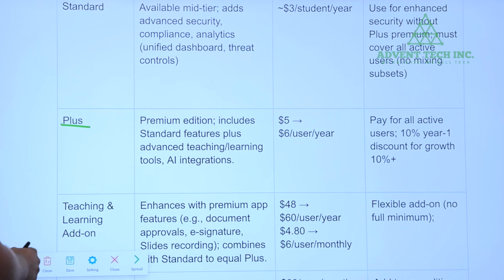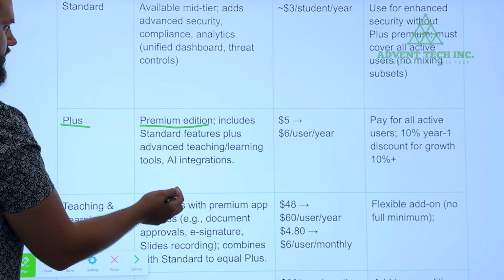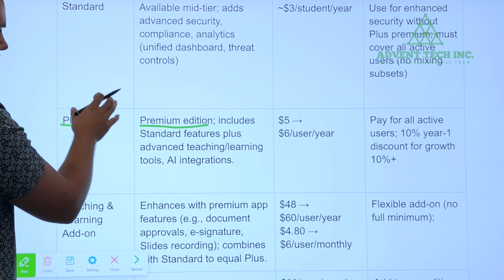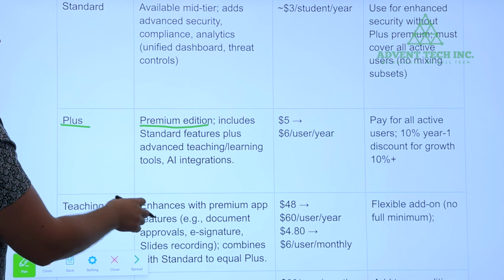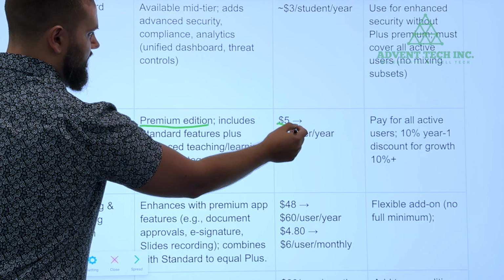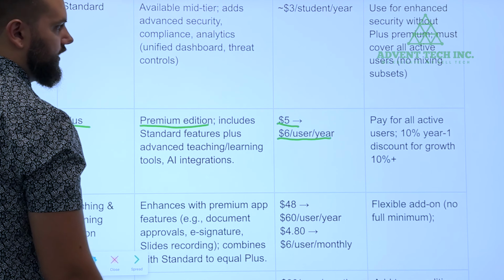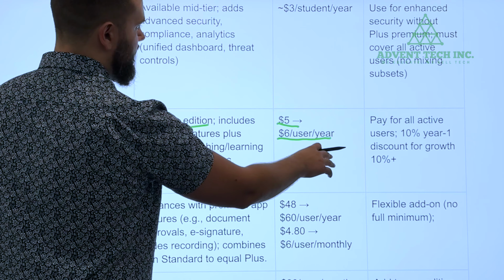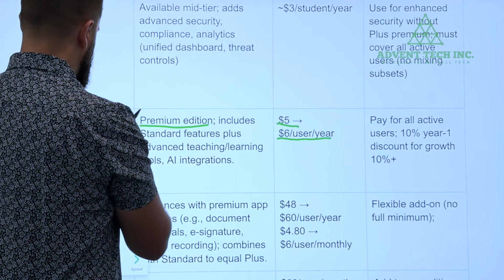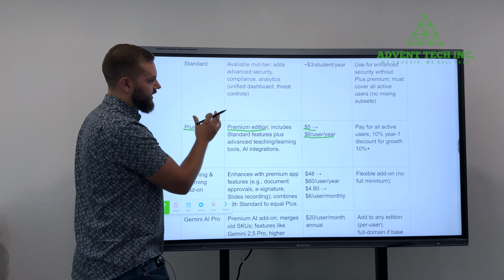Plus is going to be one of the bigger changes. So that's still going to be your premium edition. It'll include everything with Standard plus advanced teaching and learning, and then the AI integration. This is going to go from $5 a user to $6 a user per year. So you'll pay for all the active users. If 5 teachers need Plus, then you're going to have to cover everybody under Plus.